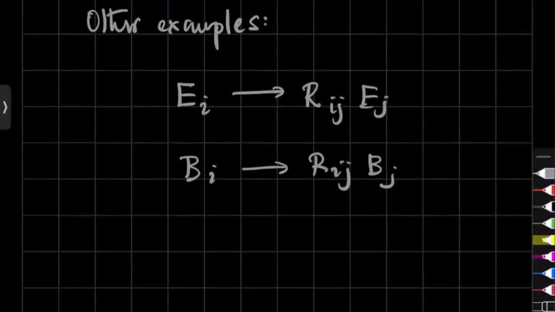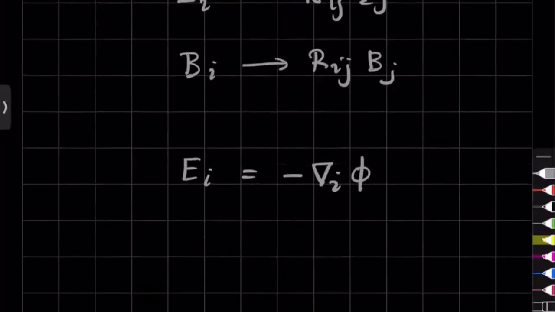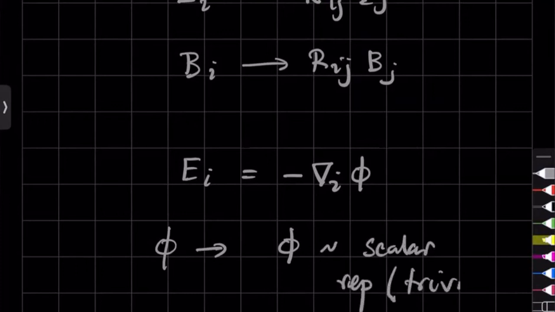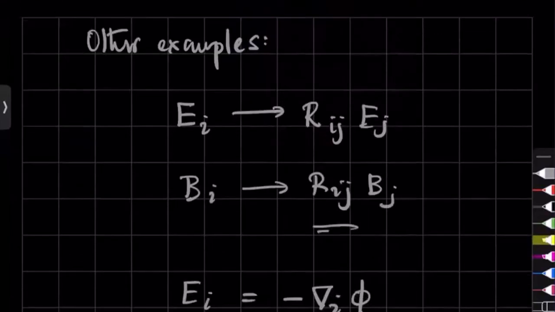But the scalar phi, which is defined such that the minus of the gradient of the scalar is the electric field. Is there a minus sign? There is, yes, it should be there, otherwise it would be unconventional. So this, under rotation, just remains unchanged. So this is a scalar representation or a trivial representation of SO3, right? There is no R matrix. Okay, is that clear?